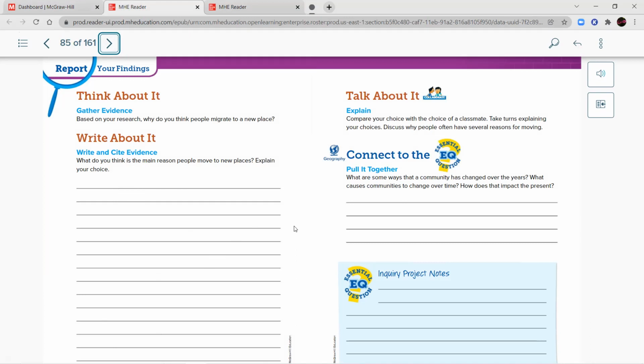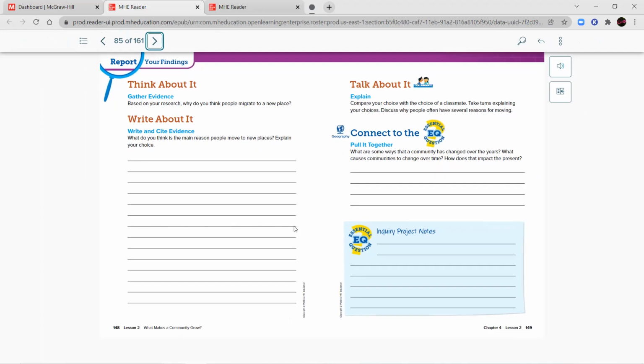And then where it says connect to the essential question, pull it together. What are some ways that a community has changed over time? What causes communities to change over time? And how does that impact the present? So take a look at some of the communities that we just read about. You can use any one of them as examples.